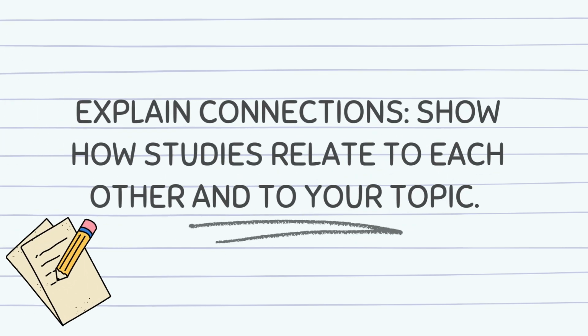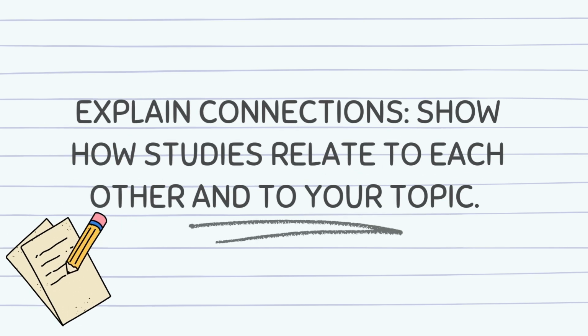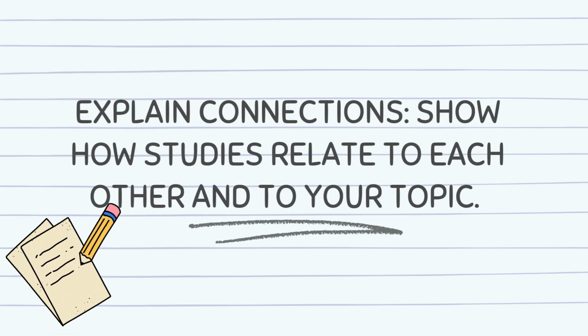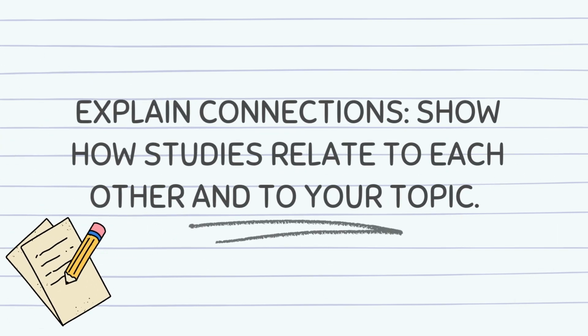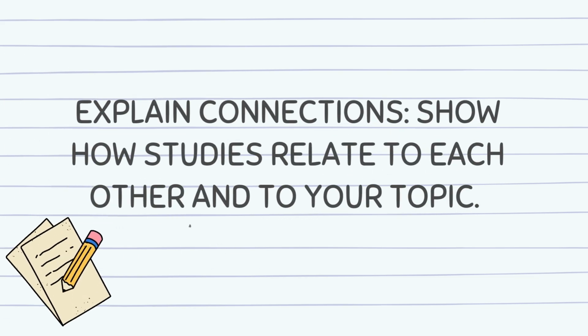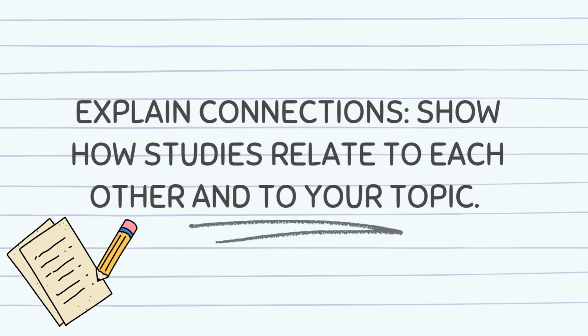Explaining connections in Chapter 2, showing how studies relate to each other and to your topic. In Chapter 2 of a thesis, commonly known as the literature review, one of the key objectives is to establish connections between different studies and to demonstrate how they relate to the research topic. This process goes beyond summarizing existing works. It involves critically analyzing and synthesizing research to create a coherent narrative that supports the study's theoretical foundation.